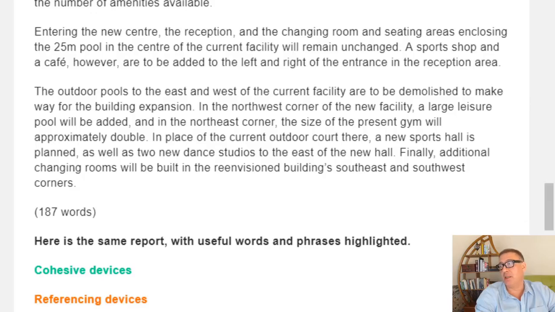So if I'm talking about the pools east and west of the facility, the northwest corner of the new facility, the northeast corner of the new facility, again, I'm being clear about the location. So there's a lot of different things happening here, and so that's why I've gone from left, right, above, below to using the compass points. That's generally what you will do when you get a maps question, because it makes it much more clear.